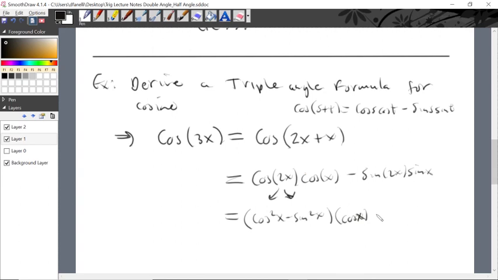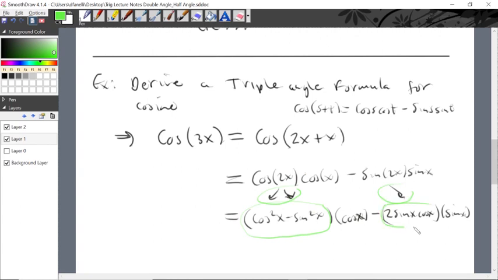The sine of 2x, that's another one you should know now. The sine of 2x is 2 sine x cosine x. Know that identity. And then this is times the sine of x. I'm going to outline those in green for your notes here, but this is one that you should know.